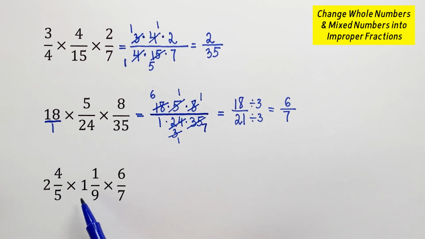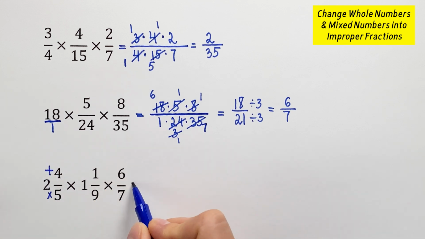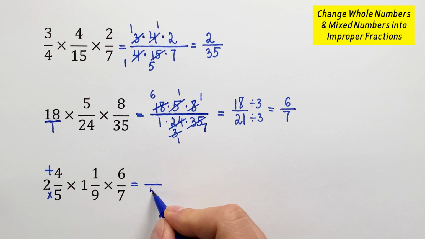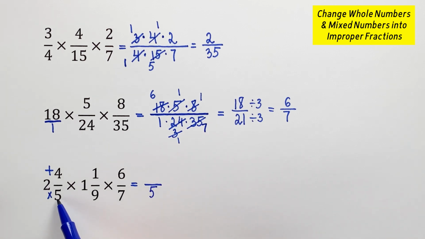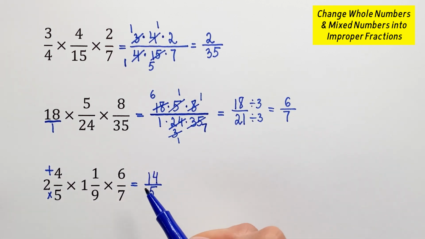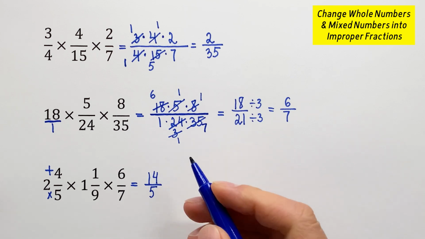Let's look at another example. Here we are multiplying mixed numbers by a fraction. We must change a mixed number into an improper fraction before multiplying, so watch out for that. So this is how we are gonna change a mixed number into an improper fraction. So 5 times 2 plus 4. You are multiplying the denominator by the whole number up front and adding the numerator. So keep the same denominator, and then 5 times 2 is 10 plus 4 is 14. So you changed a mixed number into an improper fraction, 14 over 5.